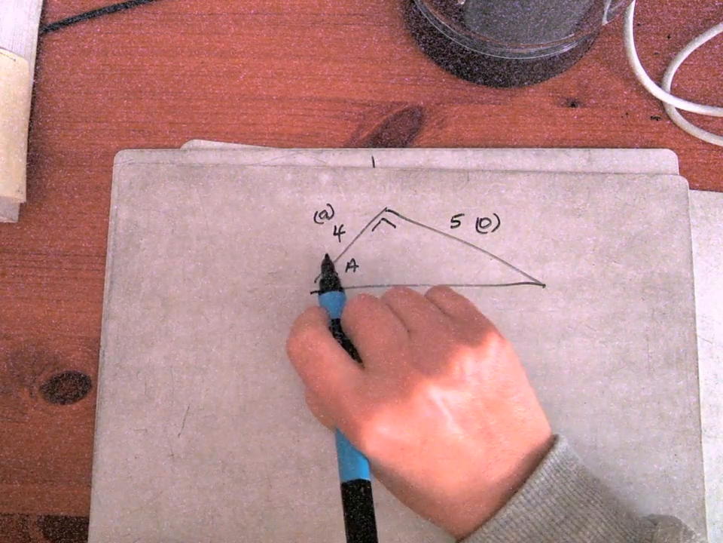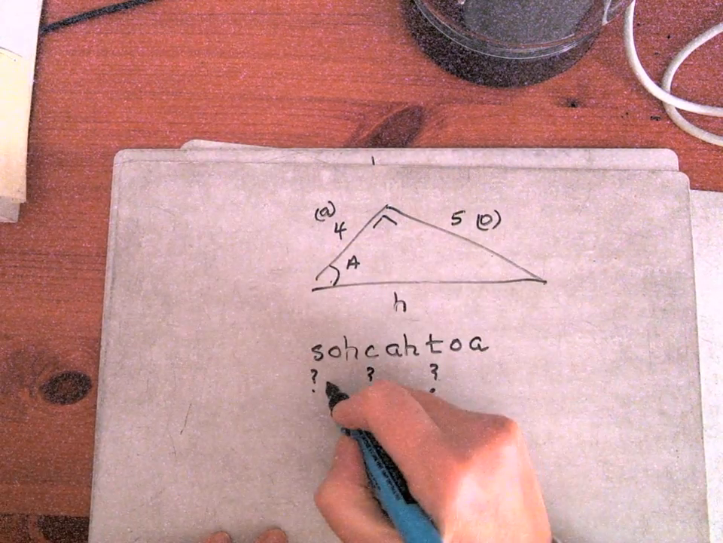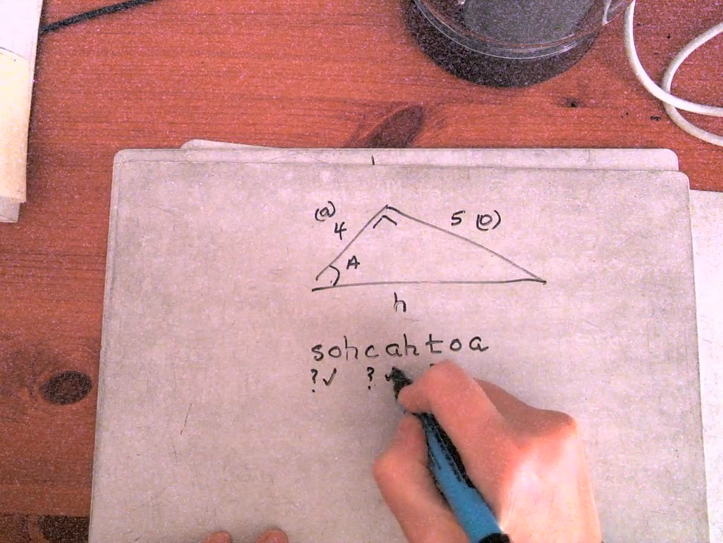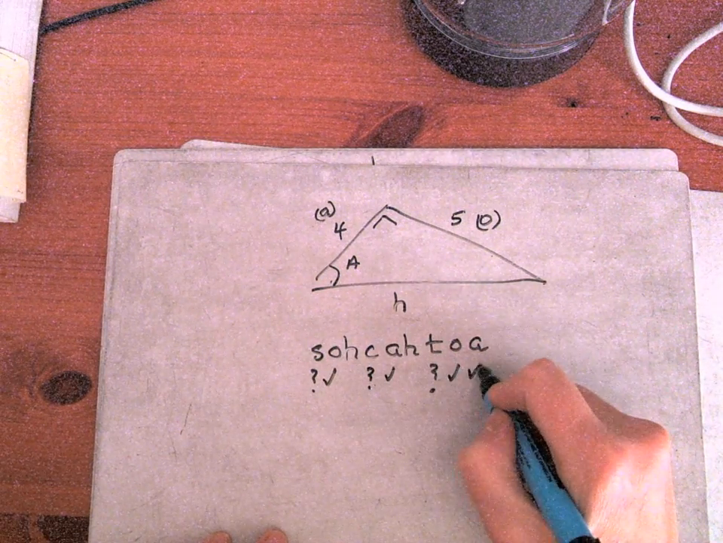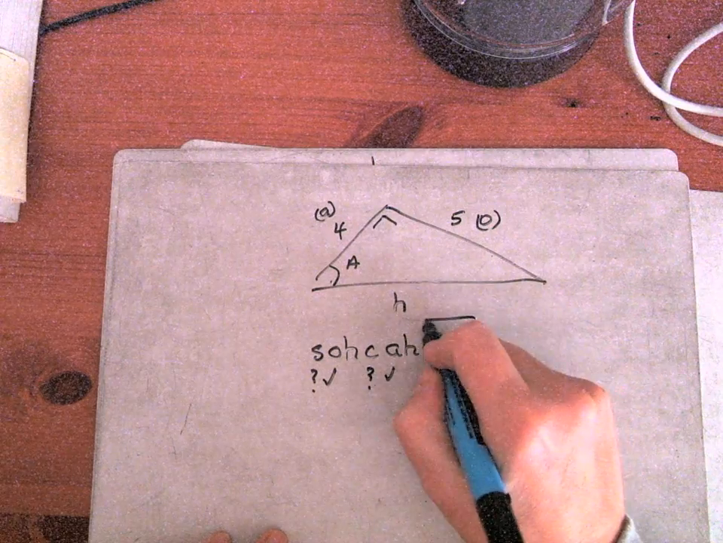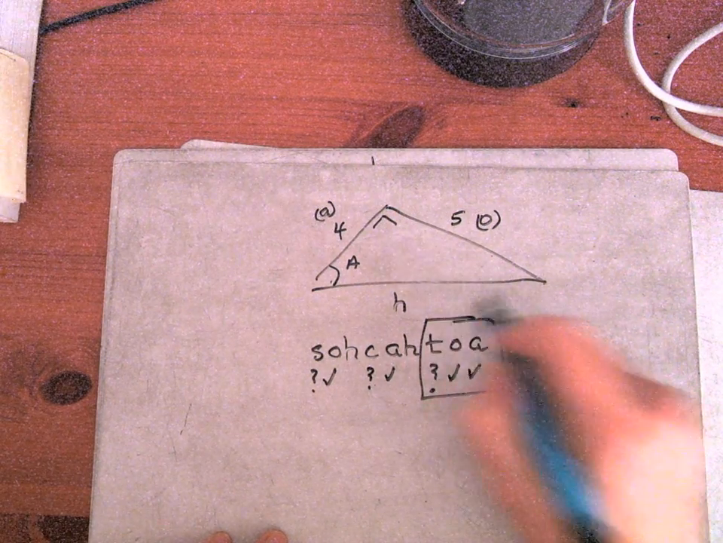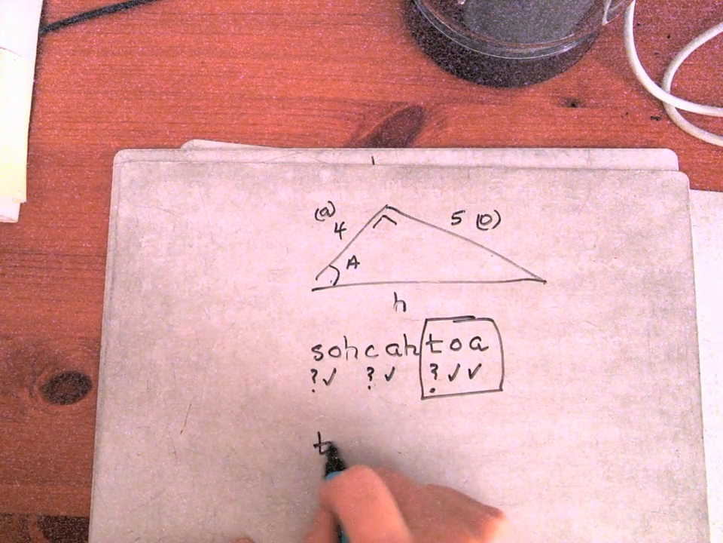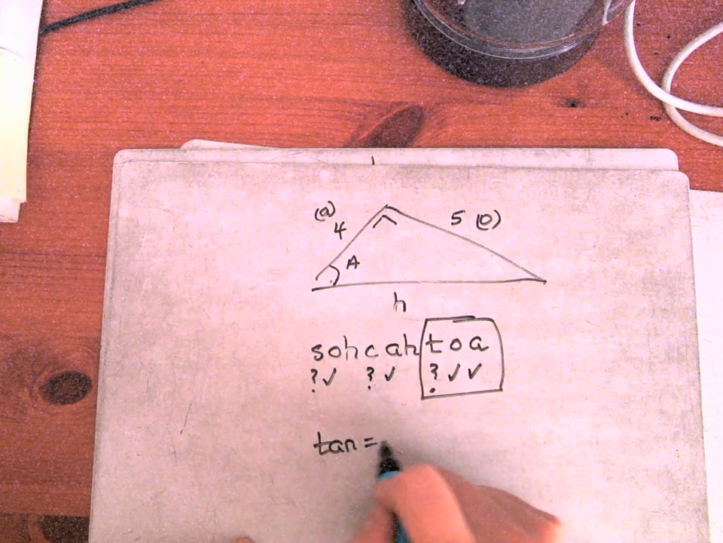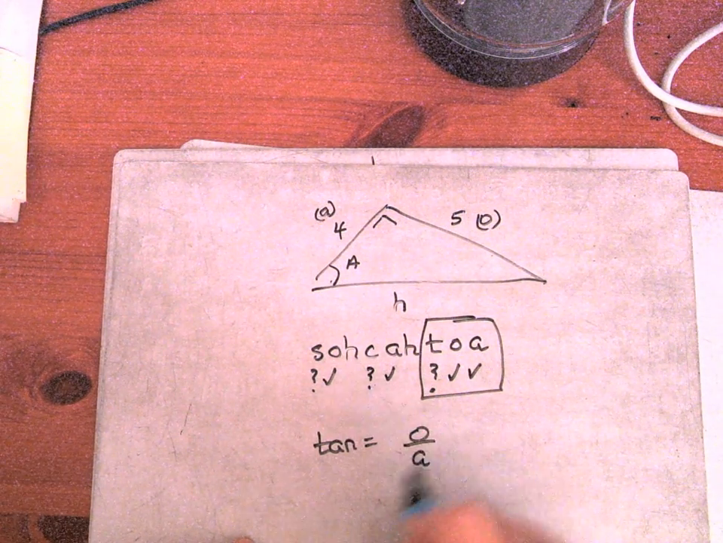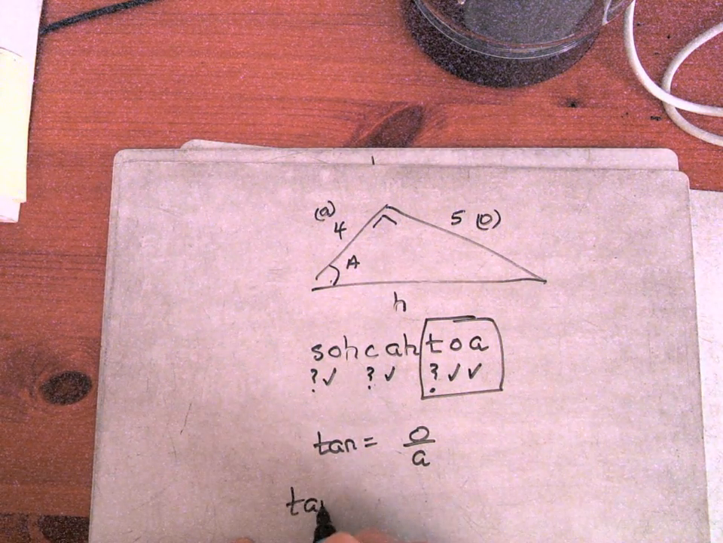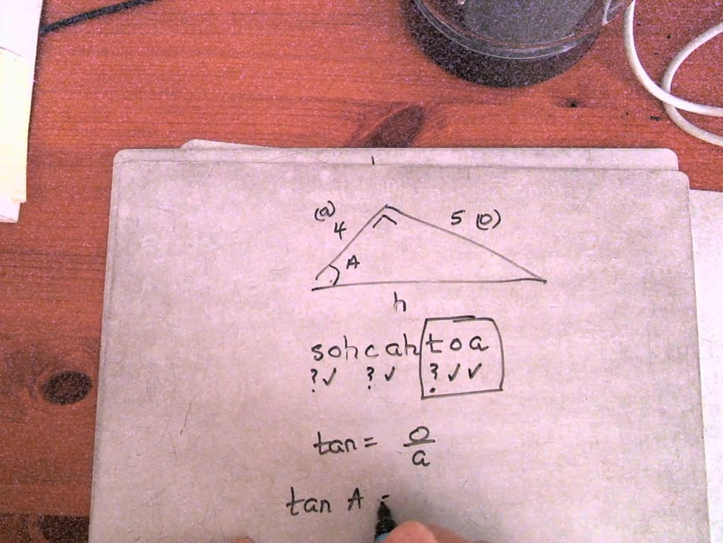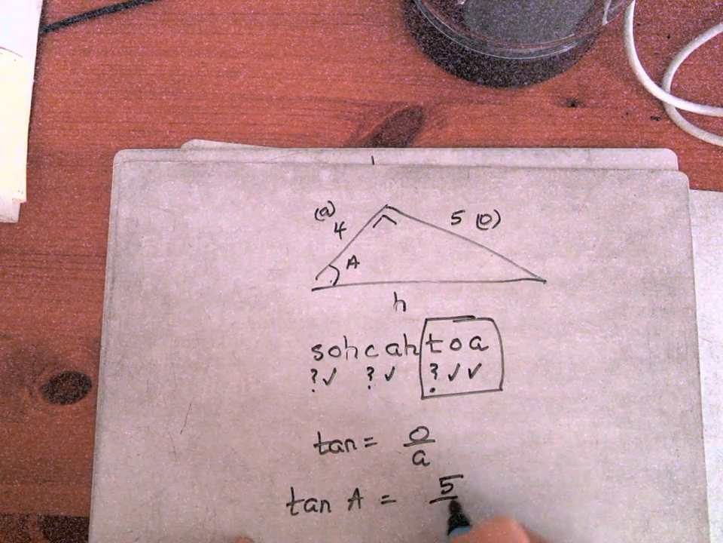I have the opposite and A, so I have O and A. They don't tell me the hypotenuse, they don't ask me about it, so I'm going to use tan. So tan of the angle, so tan equals O over A. So that means it's tan of angle A is equal to the opposite, which is 5, over 4.